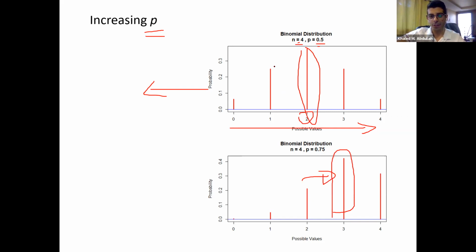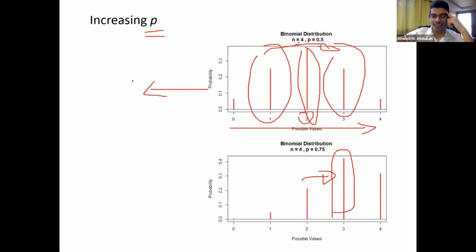So the same thing happened with us. He used a P of 0.25, so his mean was here. But when we used 0.75, our mean was here. You get it? So he shifted everything to the right. So remember this, increasing P shifts things to the right. Decreasing P shifts things to the left.